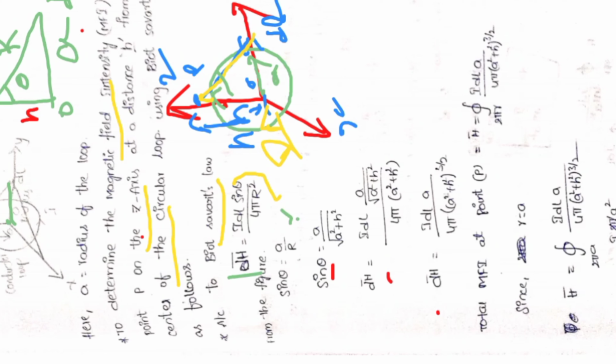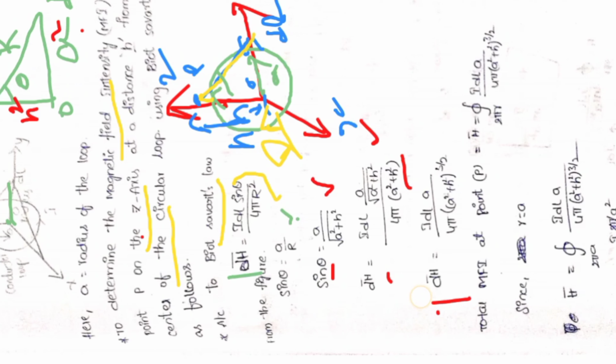Therefore, dH equals, substituting in place of sin theta, a by square root of a square plus h square, divided by 4 pi r square. In place of r square we can substitute a square plus h square, according to the right angle triangle, Pythagoras law.